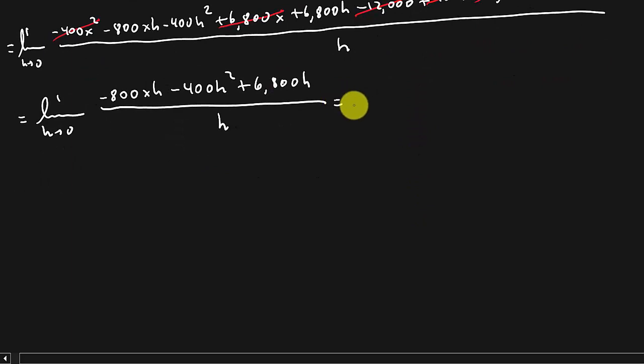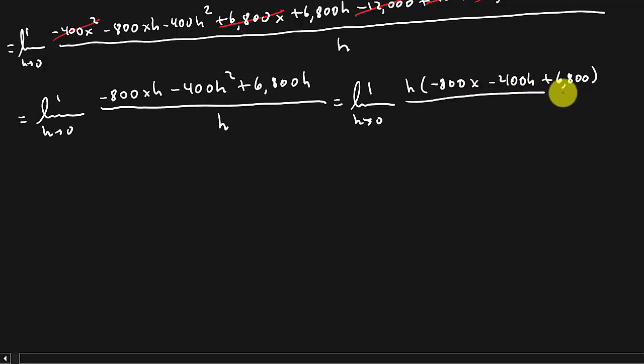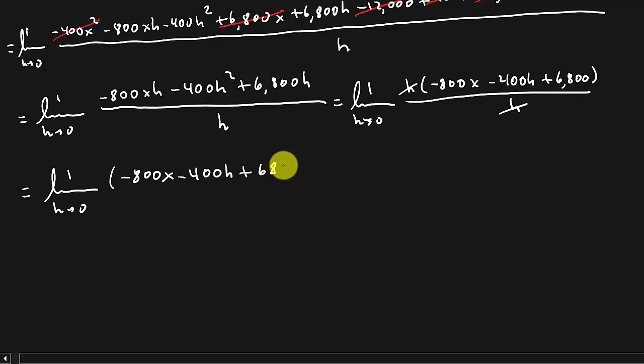And so this is going to be the limit as h goes to 0. Now you can see here we can factor out an h. So if we factor out an h, we're left with negative 800x minus 400h plus 6,800. And that is all over h, and our h's cancel. And so we're left with the limit as h goes to 0 of negative 800x minus 400h plus 6,800.